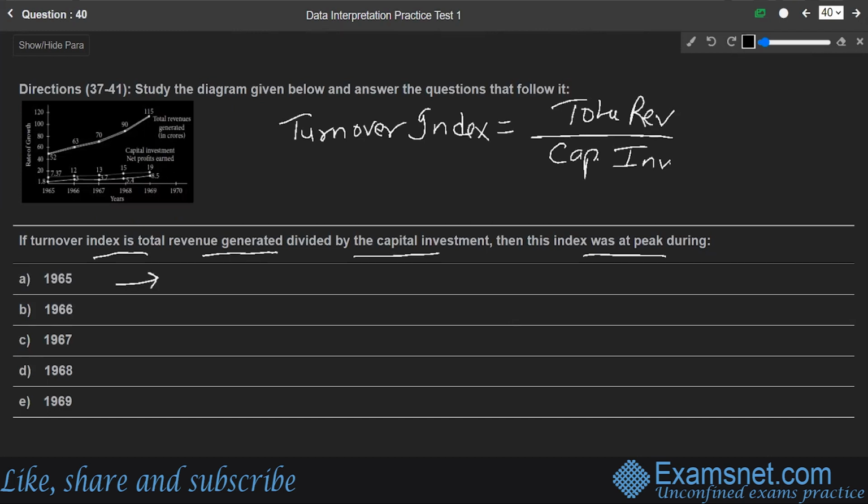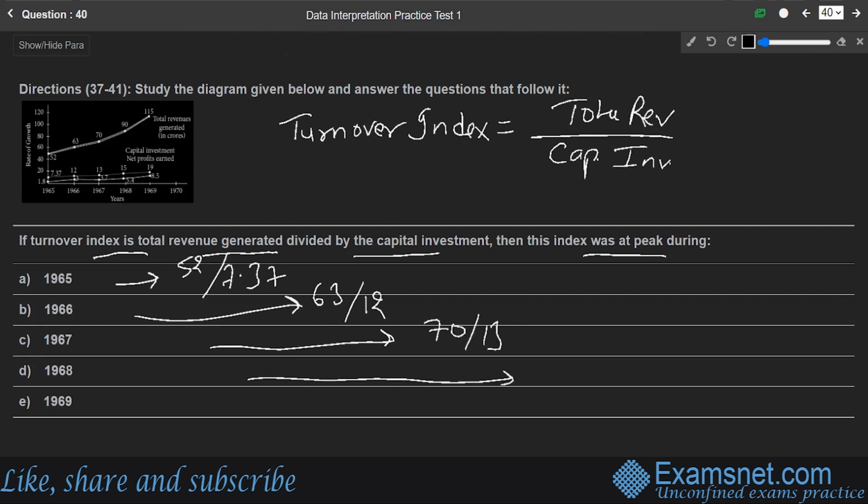Total revenue in 65 was 52 divided by capital investment was 7.37. This is coming from the graph. Then for 1966, it was 63 divided by 12. Okay, for 1967, it was 70 divided by 13. For 68, it was 90 divided by 15. For 69, it was 115 divided by 19.